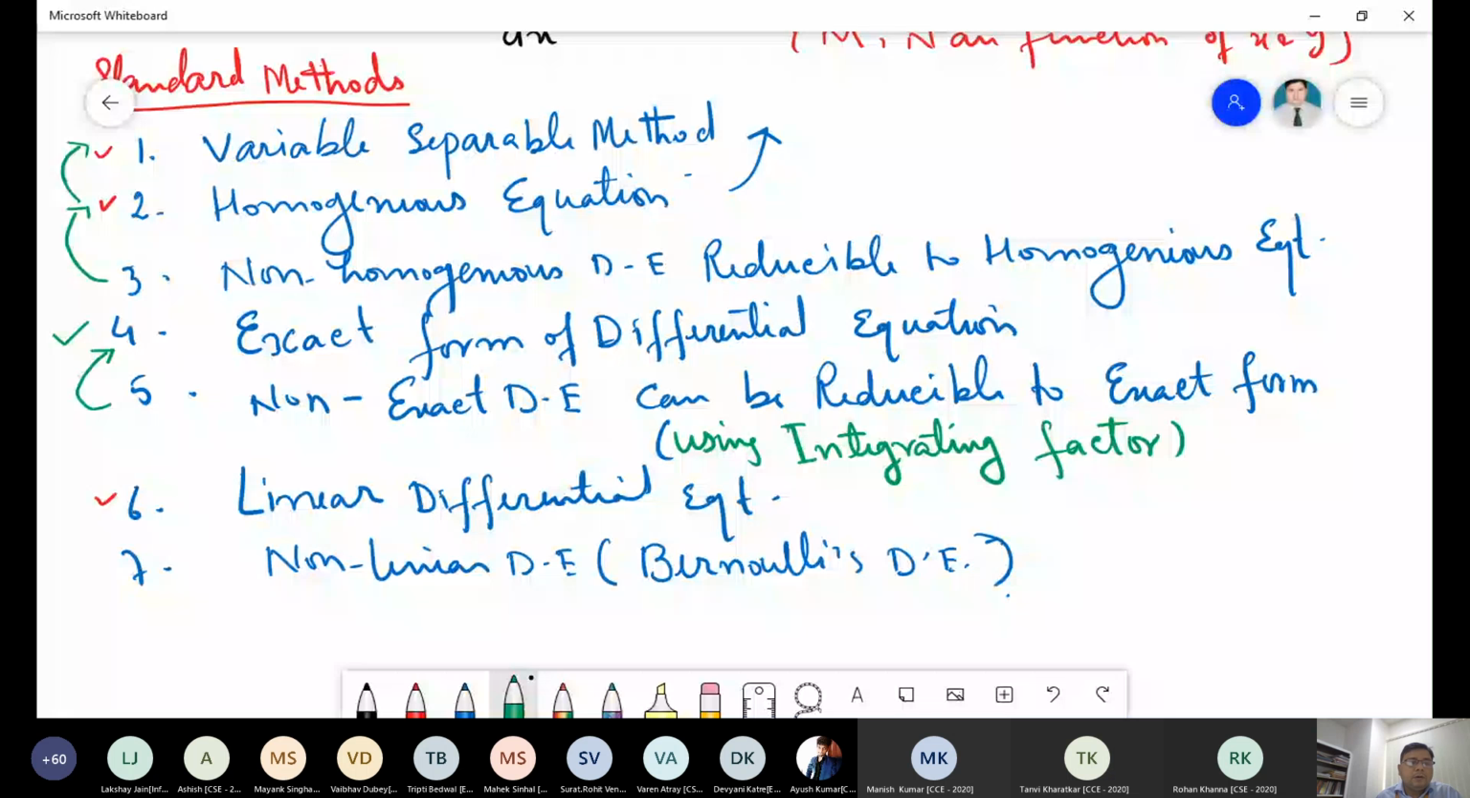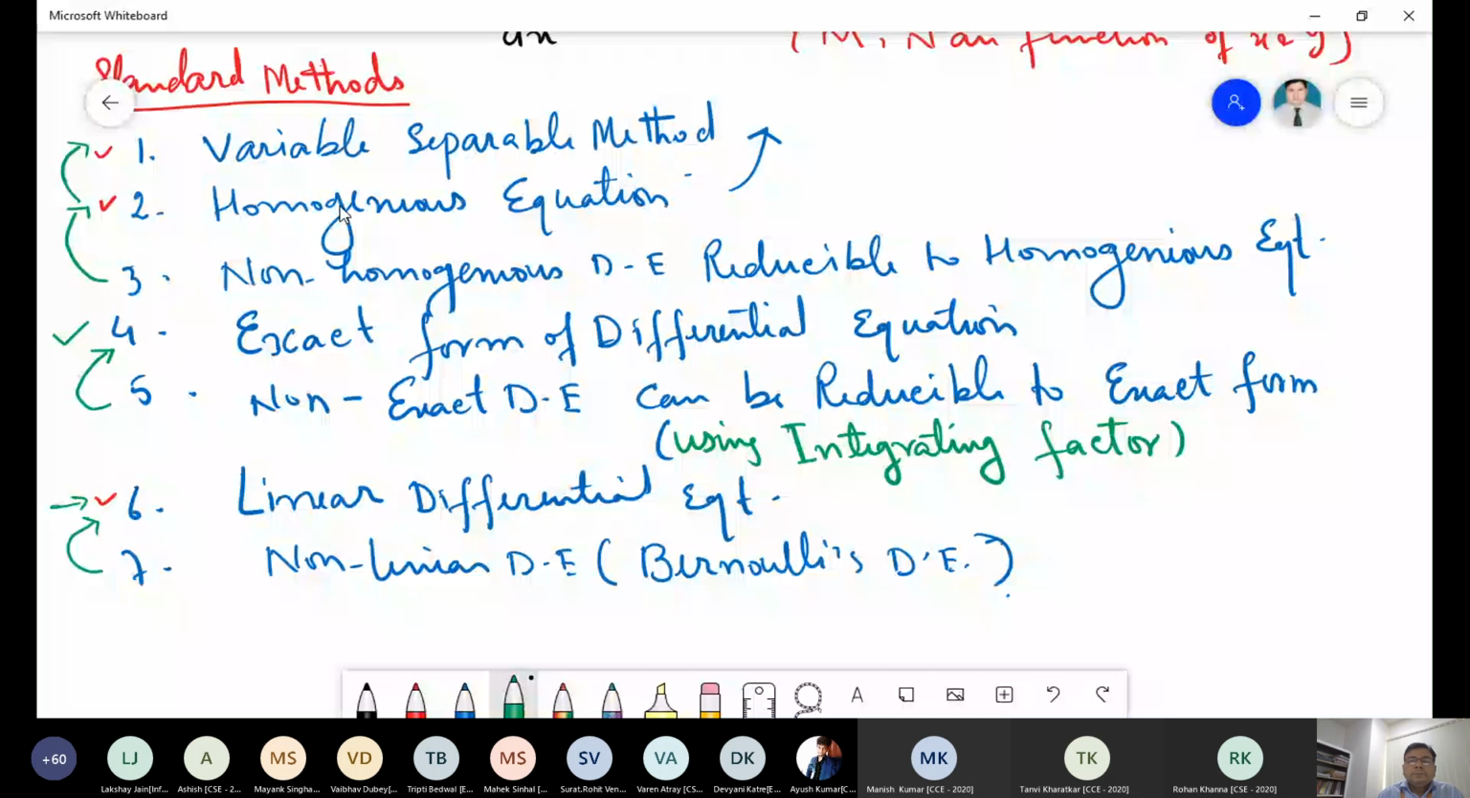This is very easy and we have already gone through that, but I will solve so many questions. Then again for the non-linear, that is the Bernoulli form of differential equation, we have to reduce into the linear form, and then we can solve it by linear methods. So whatever the methods are there, we can solve it. So this is the crisp of the standard methods. There are seven methods by which we can solve the first order, first degree differential equation.